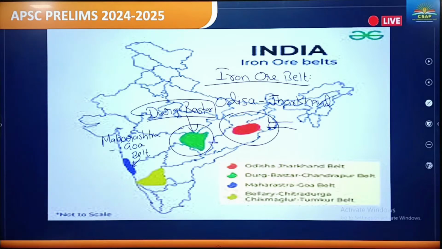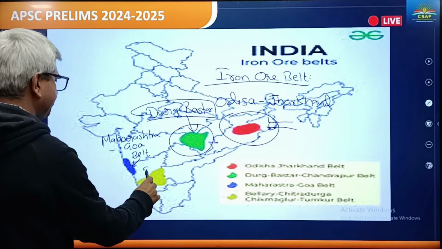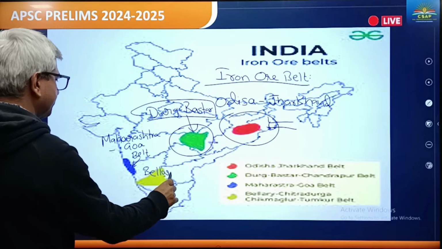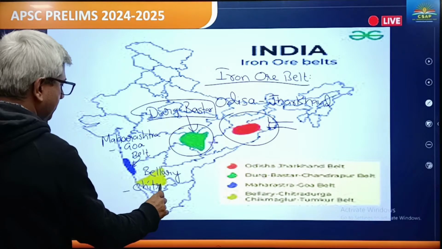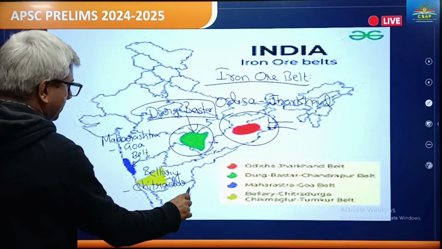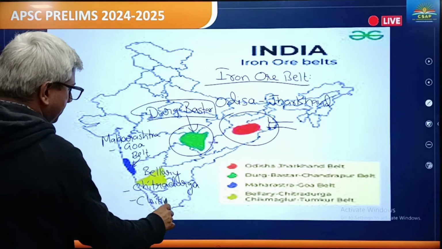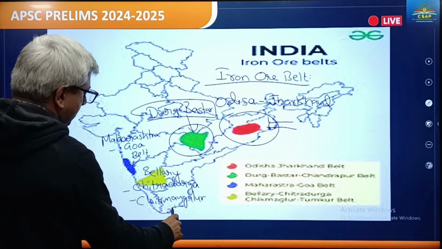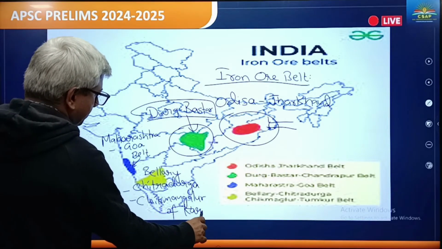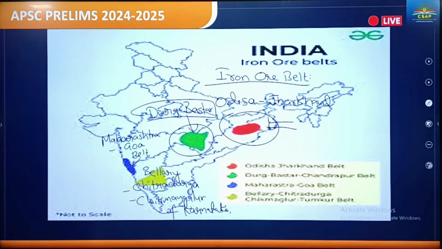Then Bellary, Chitradurg, Chikmagalur of Karnataka. These areas.